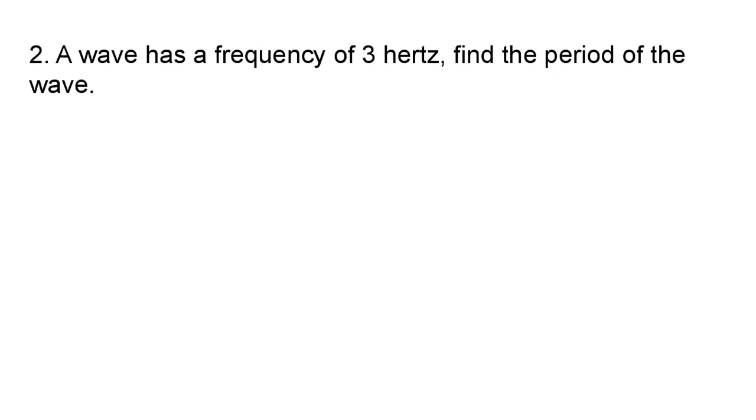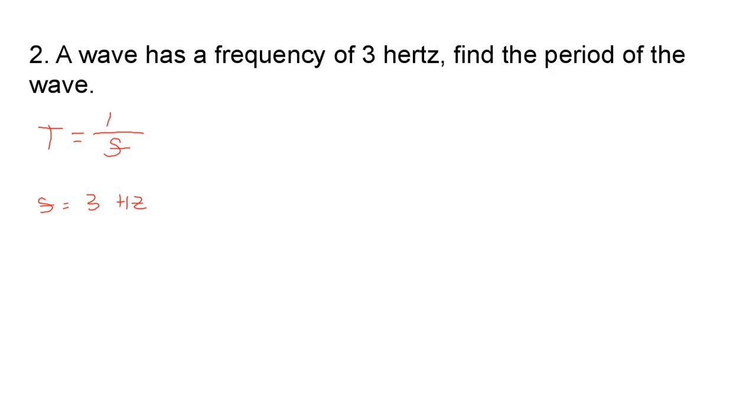A wave has a frequency of 3 Hz. Find the period of the wave. Very good. Well, the first thing I'm going to do is write down my equation for period. So period is T equals 1 divided by the frequency. And I'm told that the frequency here is 3 Hertz.